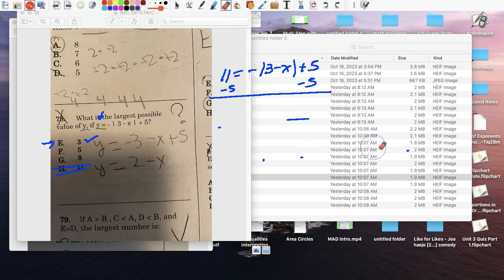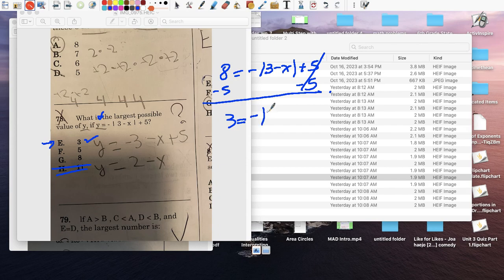Now I'm going to do G, only because I want to show you what doesn't work. So 8, again, we do minus 5. Minus 5, that goes away. We're left with 3. And then 3 minus x. So we're going to divide this by negative 1, just like we did before, and divide this by negative 1. So this becomes 3 minus x, absolute value.